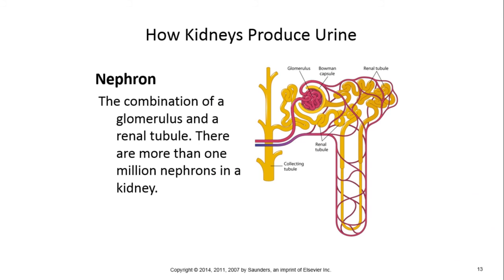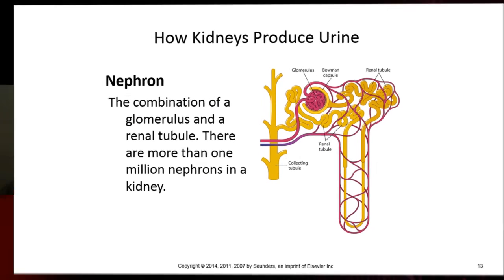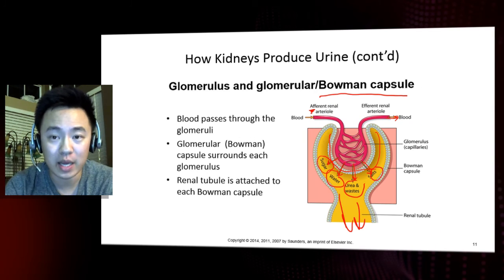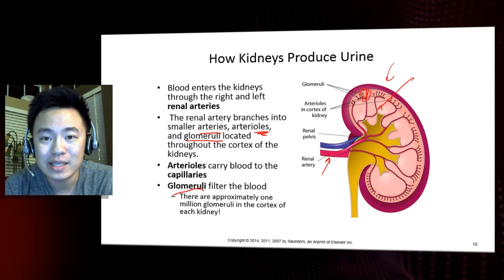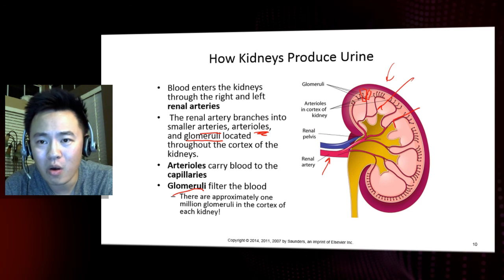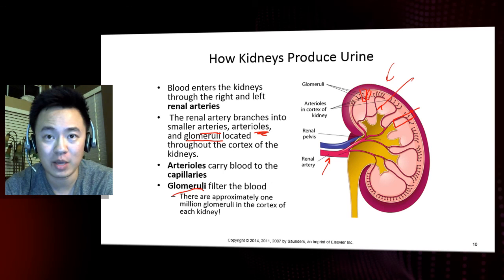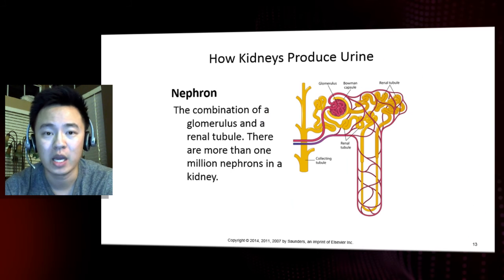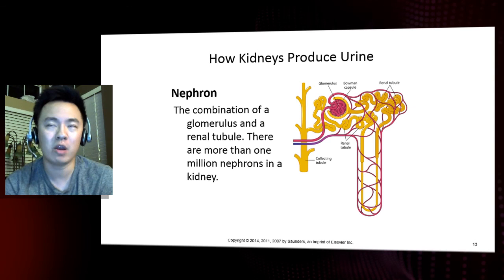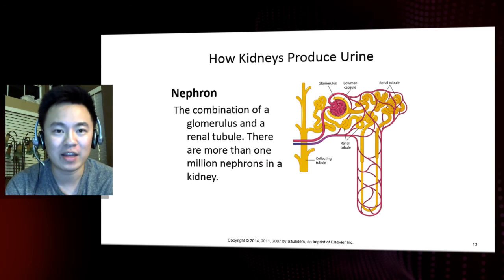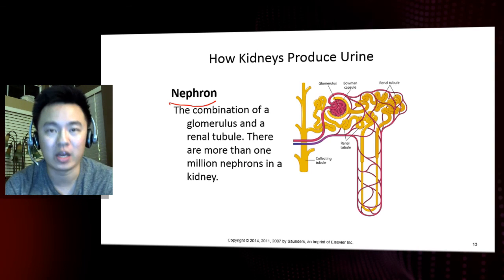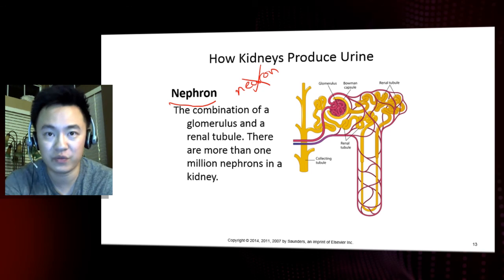Now, let's go ahead and zoom all the way into that kidney. If we go back a couple slides, just imagine that picture. We're going to zoom all the way in. You'll come across the fundamental unit of the kidney, and that is known as the nephron, not to be confused with neuron. Neuron is spelled differently, so don't confuse that.